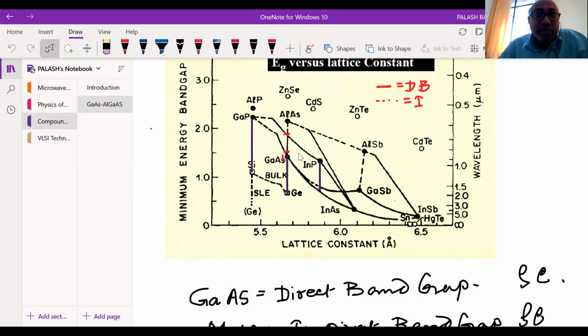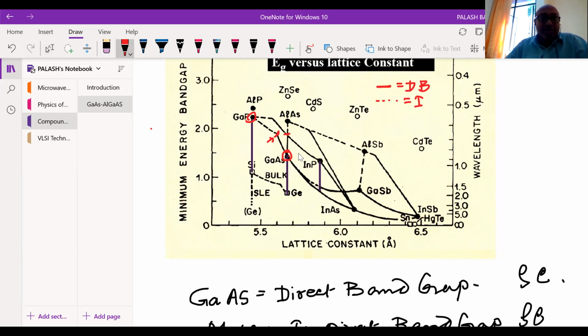You have gallium arsenide over here. Similarly, you have gallium phosphide over there. Gallium phosphide is also called an indirect band gap semiconductor. And you see this curve up to here is actually gallium arsenide phosphide. Up to here, it is like a direct band gap semiconductor, and from the dotted line onward it is an indirect band gap semiconductor.